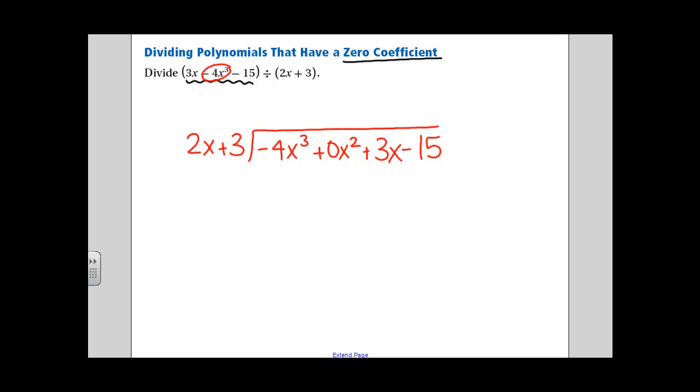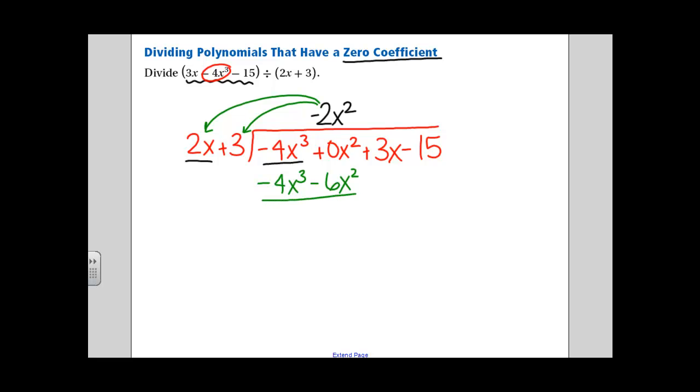So the steps to this problem are exactly the same. How many times can 2x fit into negative 4x cubed? Well, we need a negative 2, and then we need 2 more x's. And remember to keep everything in rows. This is the x cubed column, the x squared column, the x column, and then just the plain old numbers column. And now we're going to multiply. The first term, I end up with negative 4x cubed. And then if I multiply that by 3, I get negative 6x squared.